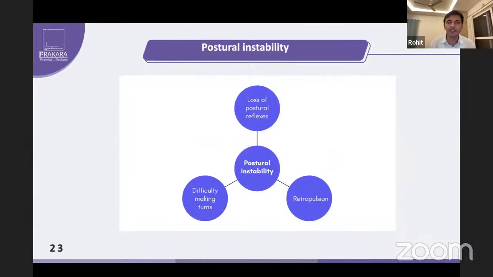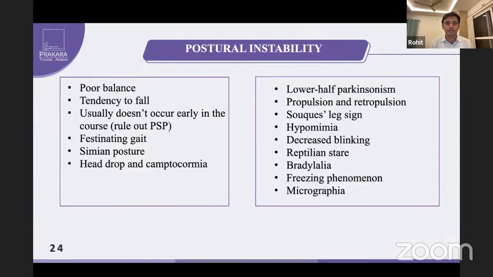The next cardinal feature of Parkinson disease is postural instability. Postural instability occurs because of loss of postural reflexes. So it can be in the form of a stoop posture, or it can be in late stages. What happens is that they start having recurrent falls. So they have difficulty in making turns, and sometimes they have retropulsion also. So postural instability arises from poor balance.